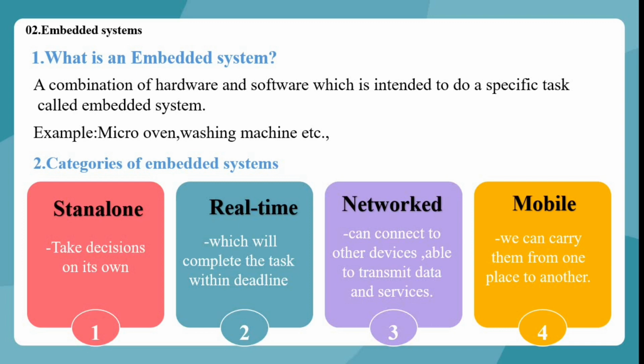Standalone embedded systems take decisions on their own, and real-time embedded systems complete the task within the deadline. Network embedded systems can connect to other devices and are able to transmit data and services. Mobile embedded systems can be carried from one place to another.